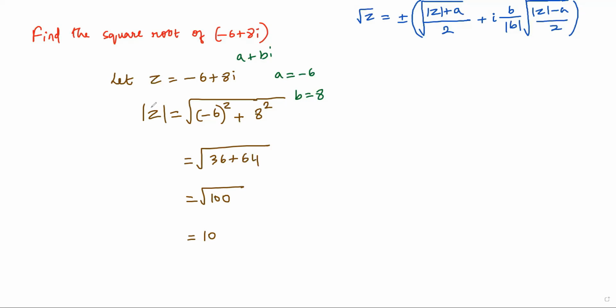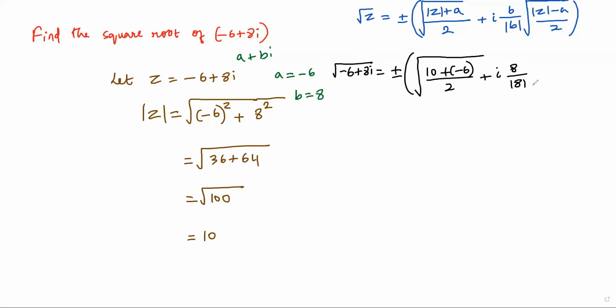That is 10 for absolute value of z, negative 6 for a, and 8 for b into the formula. So we get the square root of z. So z can be replaced by the given complex number, negative 6 plus 8i, equals positive or negative square root of 10 plus negative 6 over 2, plus i times the value of b, which is 8 over absolute value of 8, and square root of 10 minus negative 6 over 2.